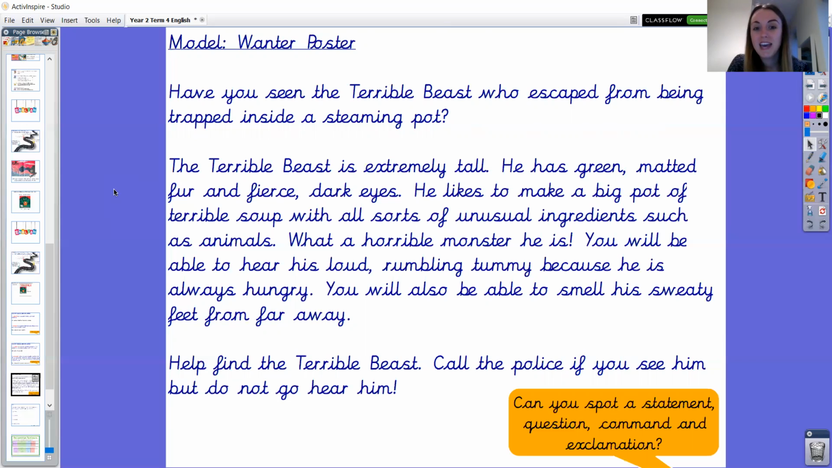You will be able to hear his loud rumbling tummy because he is always hungry. You will also be able to smell his sweaty feet from far away. Help find the terrible beast. Call the police if you see him, but do not go near him.